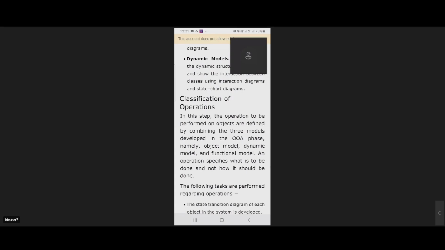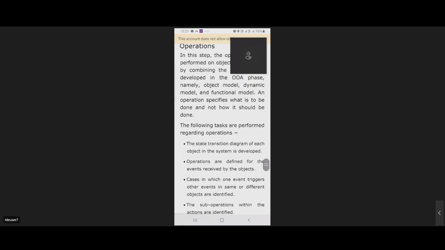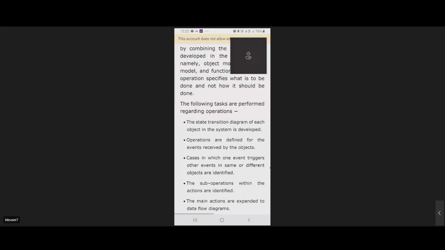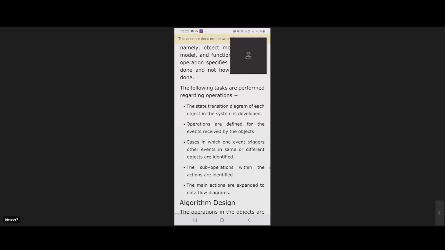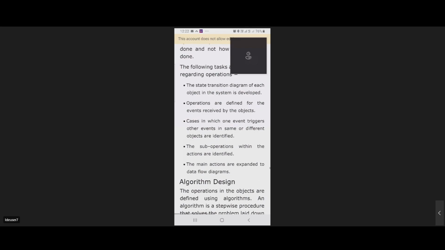The classification of operations. Operations performed on an object are defined by combining the three models developed in the OOA phase, namely object model, dynamic model, and the functional model. An operation specifies what is to be done and not how it should be done. These are tasks performed regarding the operations. One is that the state transition diagram of each object in the system is developed. Operations are defined for the events received by the objects. Cases in which one event triggers other events in the same or different objects are identified. The sub-operations within the actions are identified.